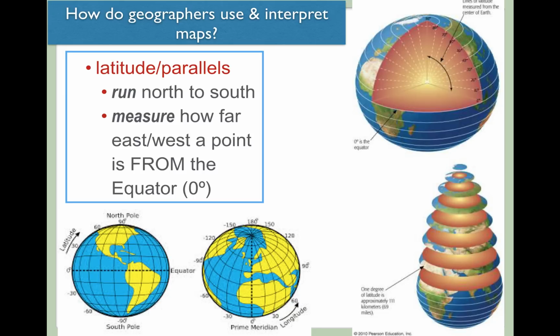All right, so those are just the basics and the lines that you're probably most familiar with. Geographers use these lines of longitude and latitude in different ways. So let's break down this concept of latitude a bit further. Latitude, let's put this on the left-hand side, as well as the parallels, because lines of latitude are also known as parallels. These lines run.